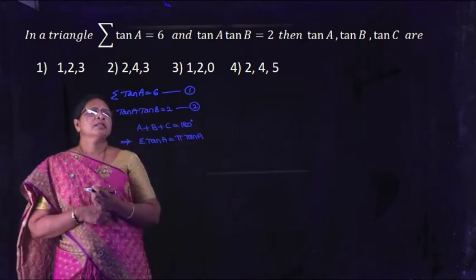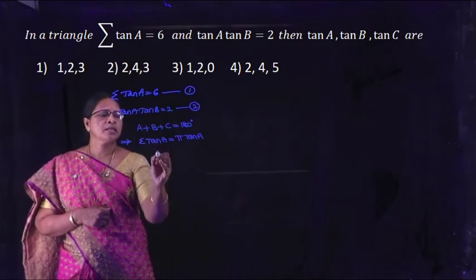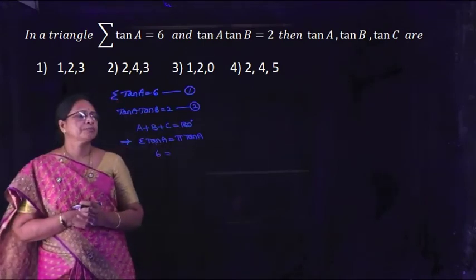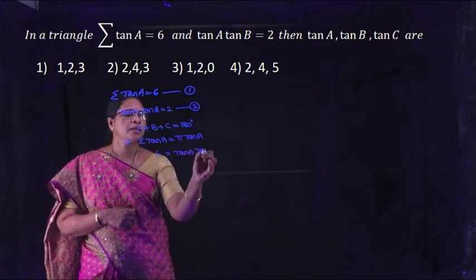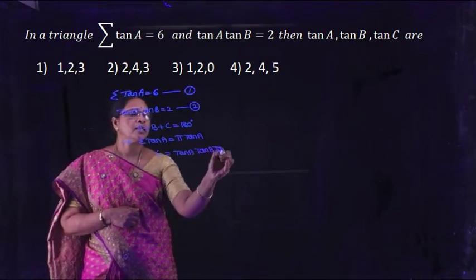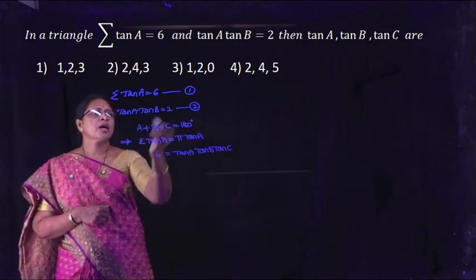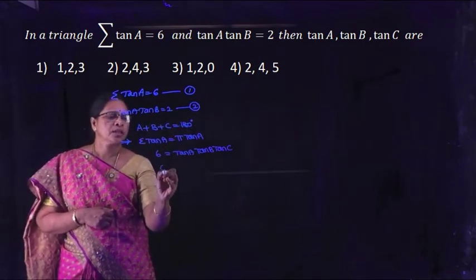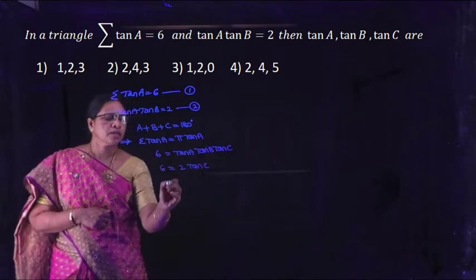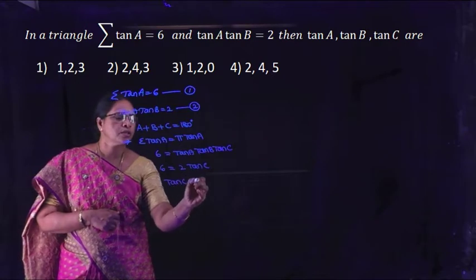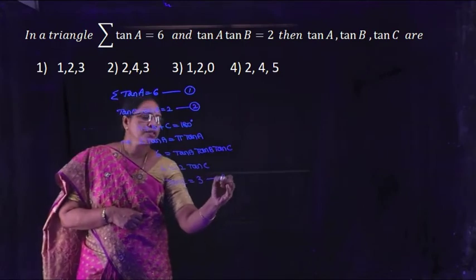Here, given that sigma tan A is 6, by substituting, 6 is equal to pi tan A, which is tan A into tan B into tan C. From equation 2, we have tan A tan B is 2. That is 6 is equal to 2 into tan C. Here tan C is equal to 3. Note this as equation 3.